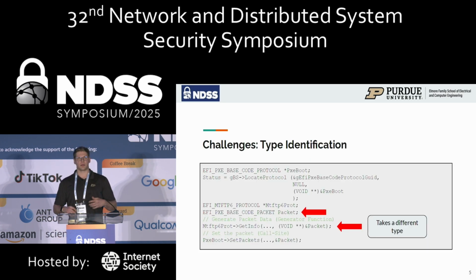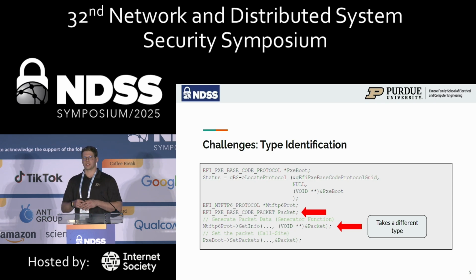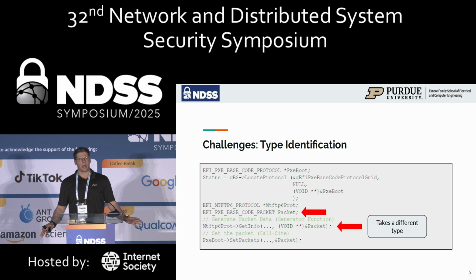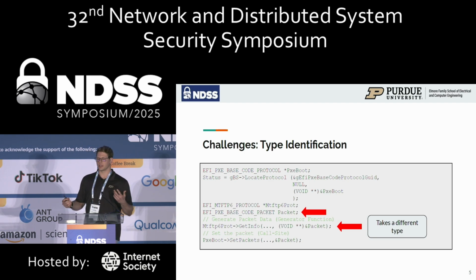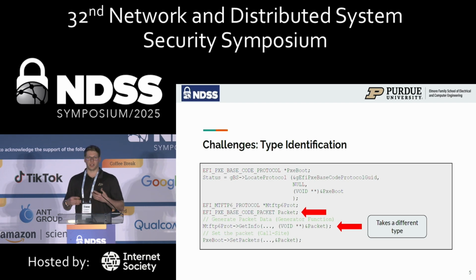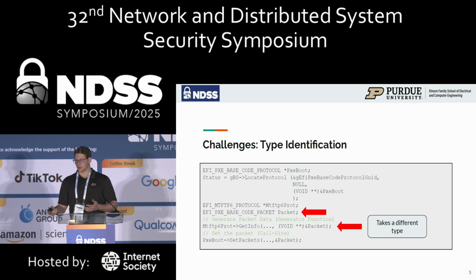To talk about the challenges within UEFI itself, it just defines interfaces. It's trying to be very general to allow independent drivers to communicate with each other. There are a lot of types that aren't defined. They're left as void, generic types. So it creates a challenge when you're trying to generate input to fuzz those functions. For example, in this image, GetInfo takes in a void type, but that void type can be any type of packet. In this case, it could be an MTFTP packet, or it could be a packet for a different type of functionality, like TFTP.